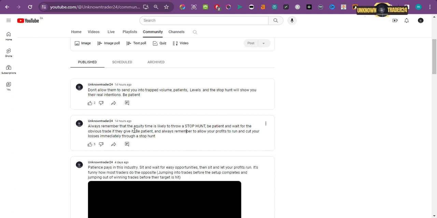For those who saw this, I was giving a clue. Always remember that the equity time is likely to throw a stop hunt. Yes, be patient and wait for the obvious trade if they give it. Be patient and always remember to allow your profits to run and cut your losses immediately through a stop loss.